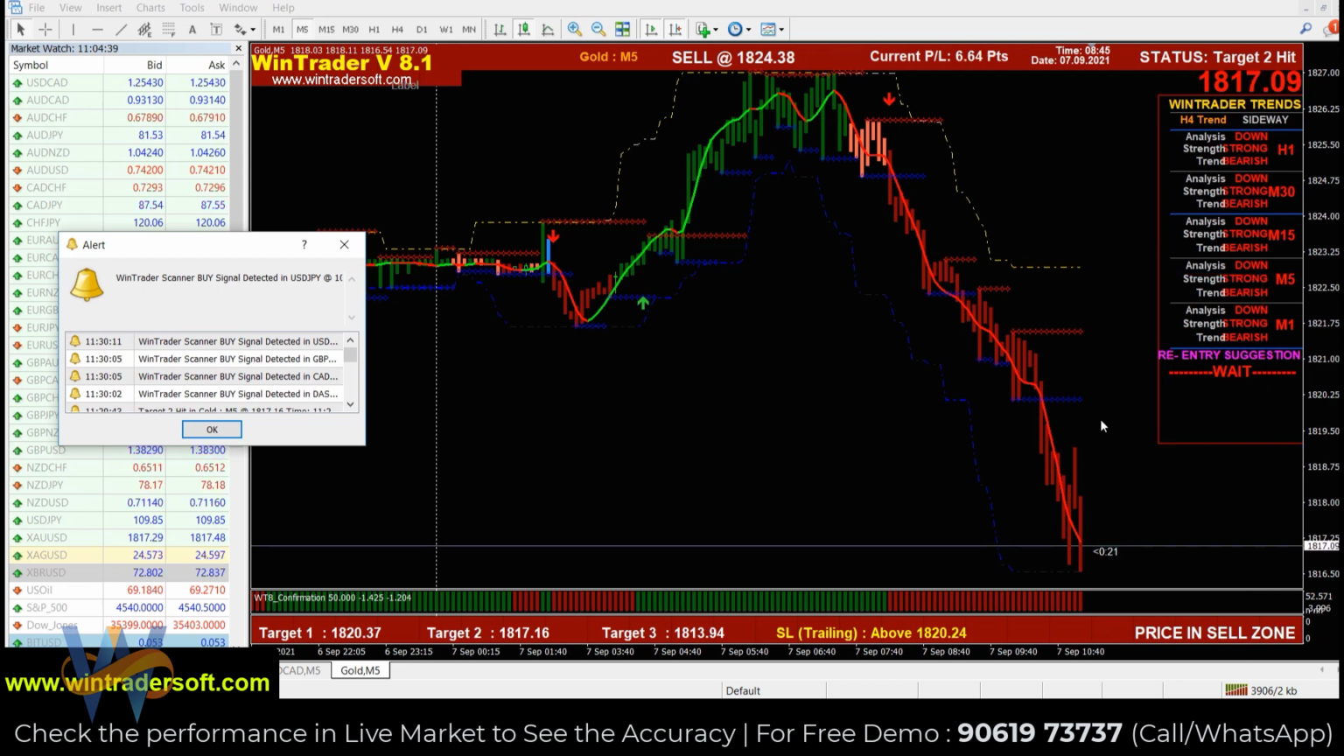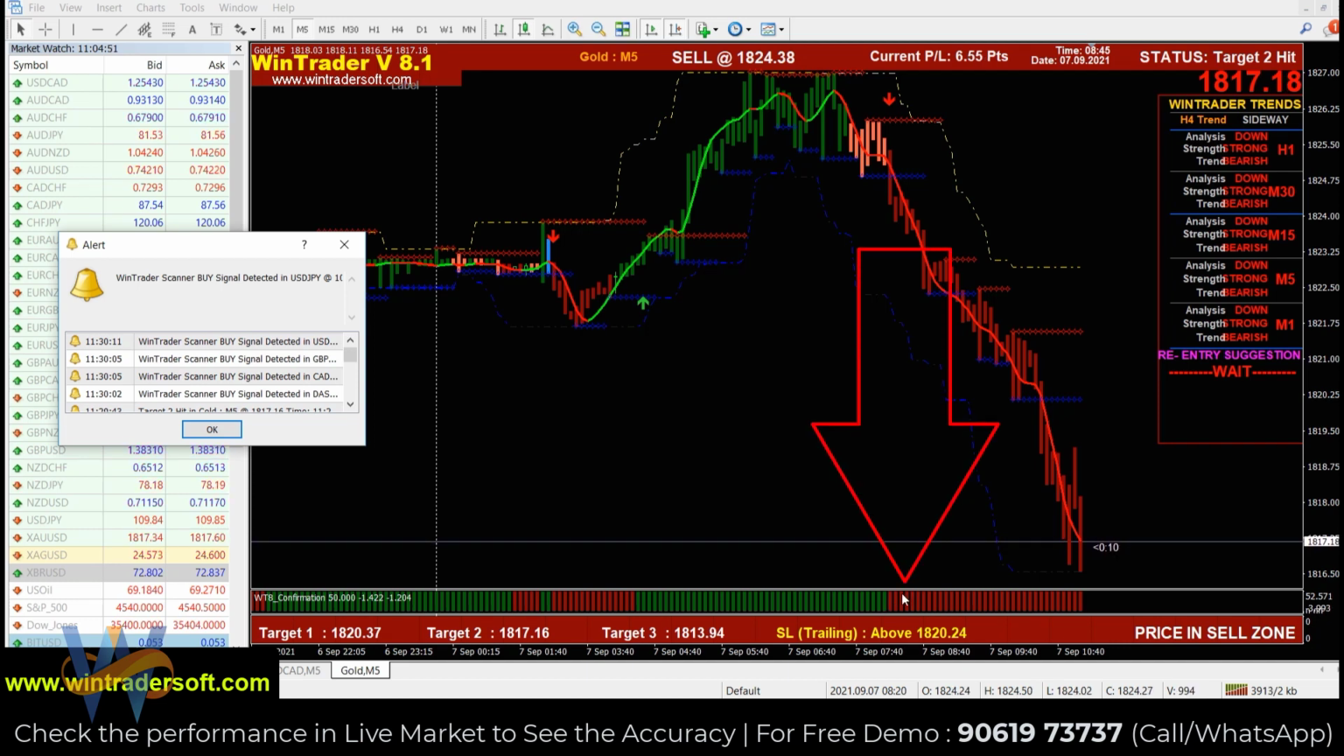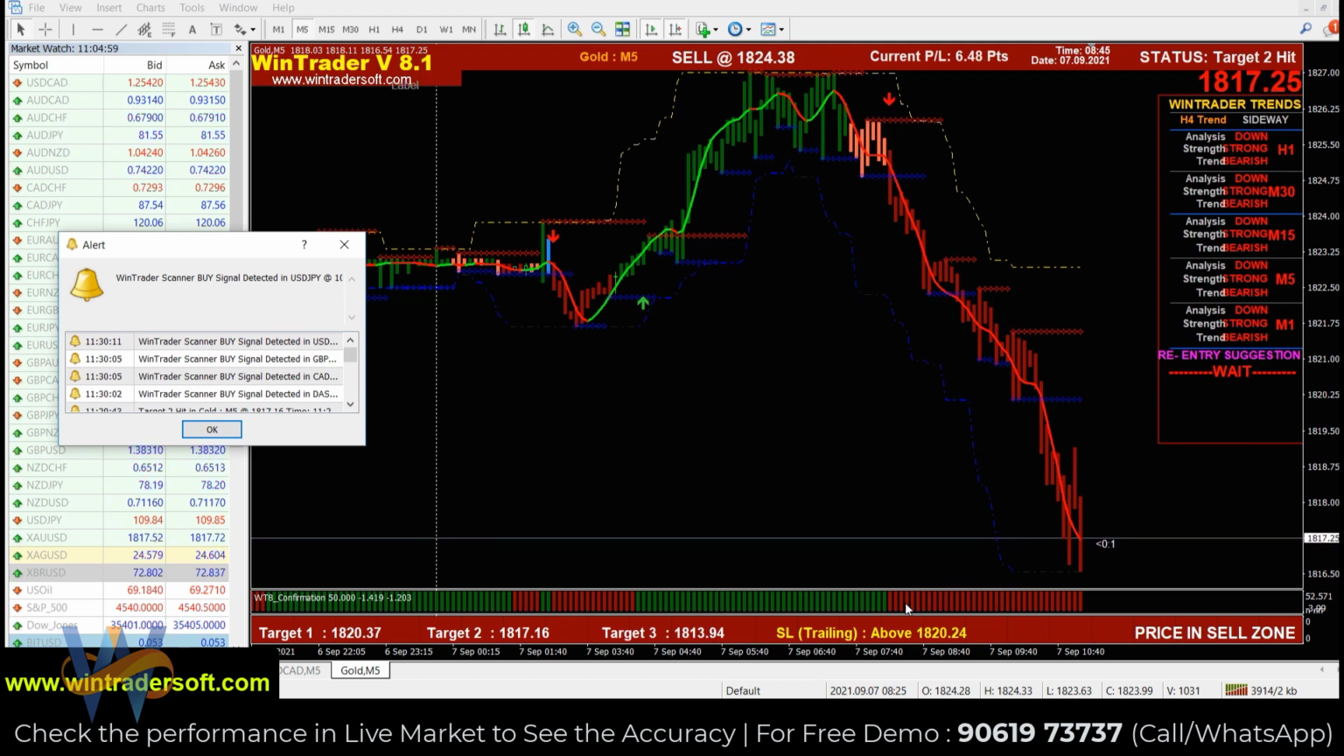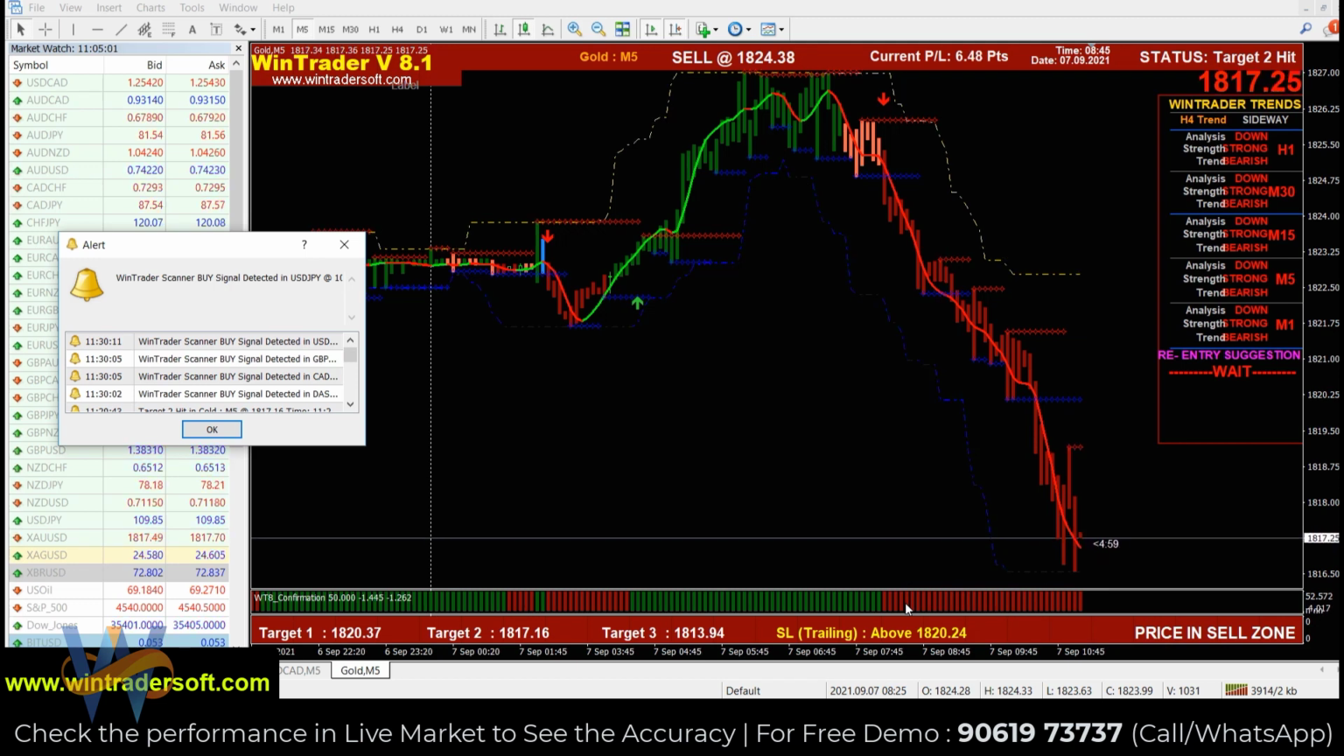And the second confirmation: we got a sell signal here, and below the signal you can see there is a bar. That is our confirmation bar. The bar should be the same color as the signal, meaning if it is a sell signal, then the bar should be red. Only two parameters we have to check: price in sell zone and the bar confirmation. If these two parameters are confirmed, that means the signal is confirmed. Then you can enter at the market value.